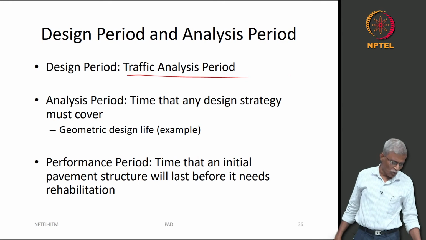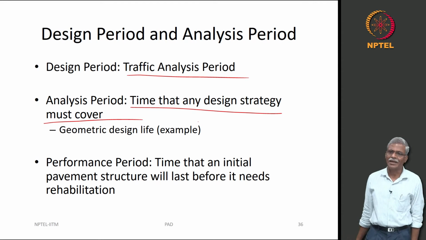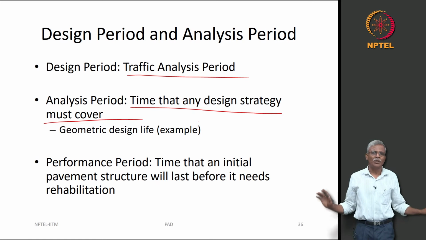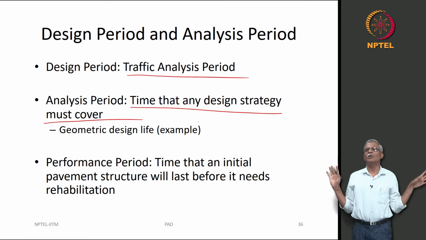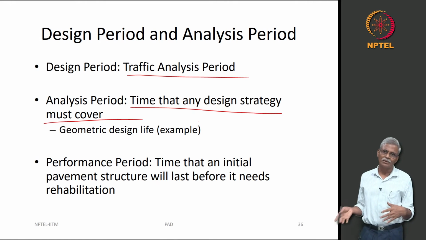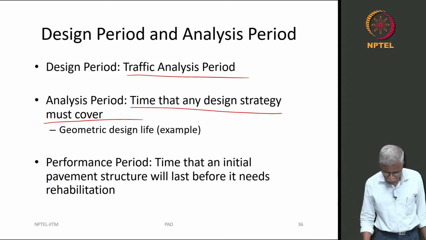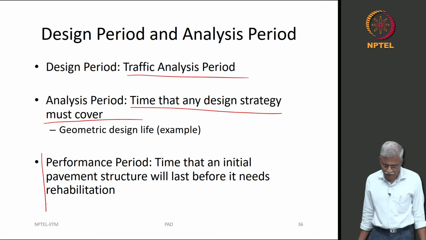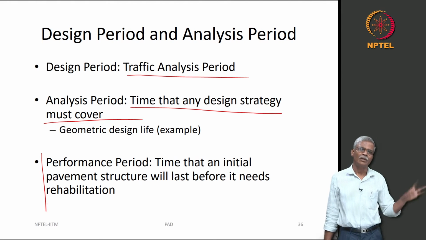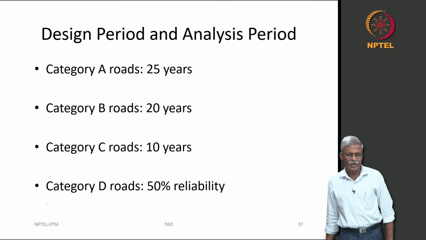geometry of the highway. So what I am trying to say here is, the analysis period is the time that any design strategy must cover. So that means if you say this road is going to be an 80 kilometer per hour road, and it becomes a 100 kilometer per hour road, let us say at the end of 5 years or 10 years, you want to really call that an analysis period. And then performance period is how long any pavement structure will last before it needs a rehabilitation. So design period, analysis period and performance period. Let us not forget all these things.